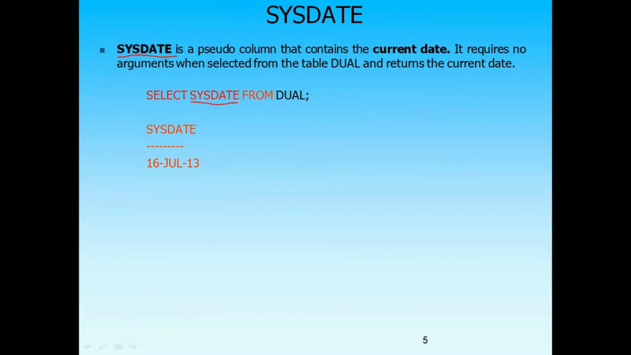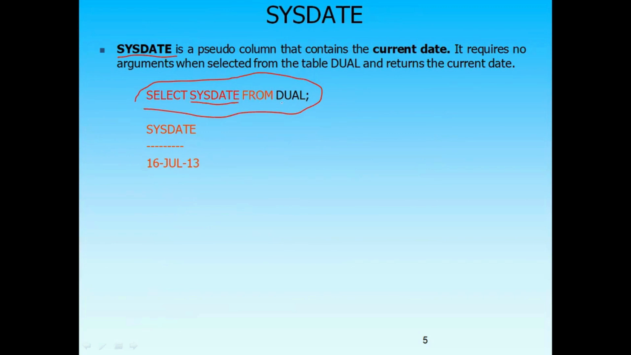If you want to display the current date, today's date, you can use this column name, which is not part of the structure of any table. So select sysdate from dual will return today's date. My result will be this. My today's date is, for example, 16 July 2013.